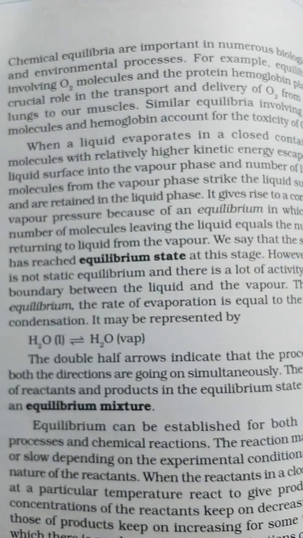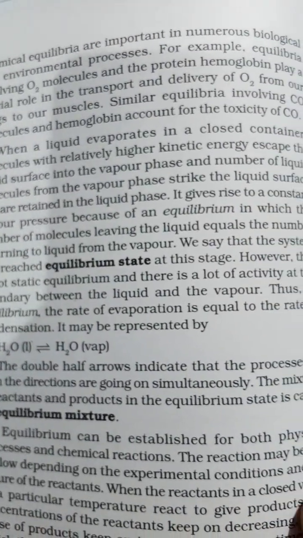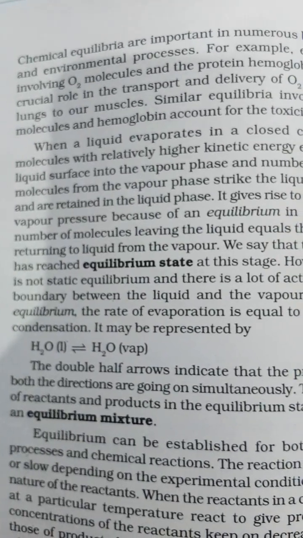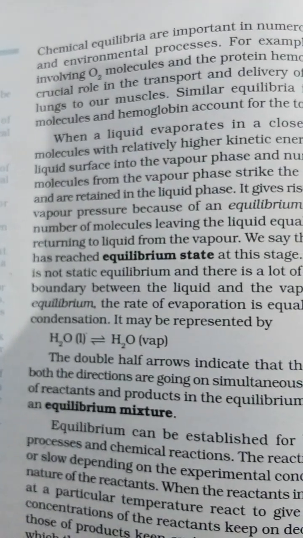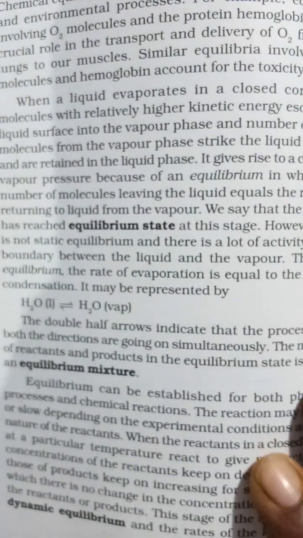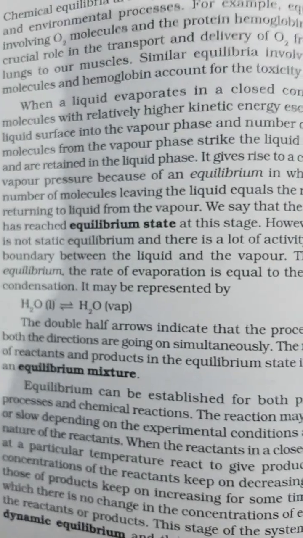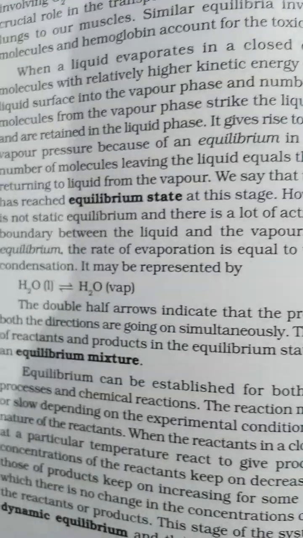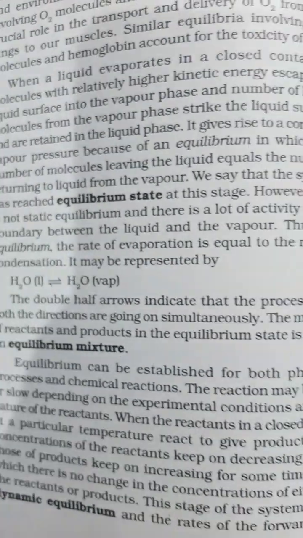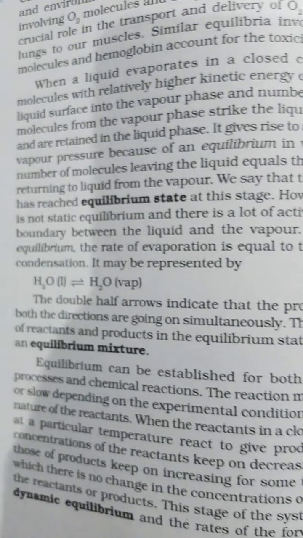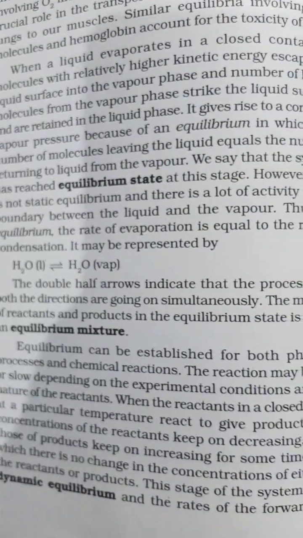When a liquid evaporates in a closed container, molecules with relatively higher kinetic energy escape the liquid surface into the vapor phase, and the number of molecules from the vapor phase that strike the liquid surface and return to the liquid phase increases. This gives rise to a constant vapor pressure because of an equilibrium in which the number of molecules leaving the liquid equals the number returning to the liquid from the vapor. We say that the system has reached the equilibrium state at this stage.